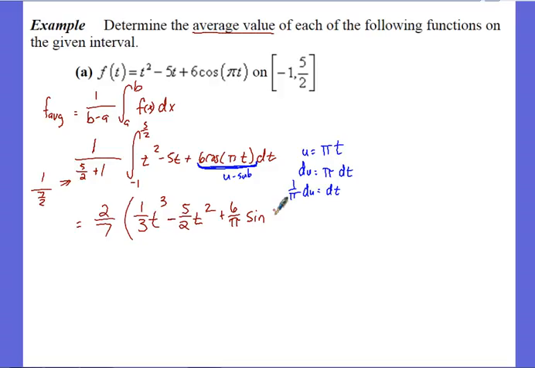Why do you think I don't want to change my limits? Because this other part has limits already, right? In terms of t, I don't want to have to change this one in terms of u, because then I'll be dealing with two different integrals. So how do I make it to where I don't have to change my limits? Put your u back. So instead of leaving it as sine of u, it's actually going to be sine of what? Pi t. Okay? And then of course that's all from 5/2 to -1.